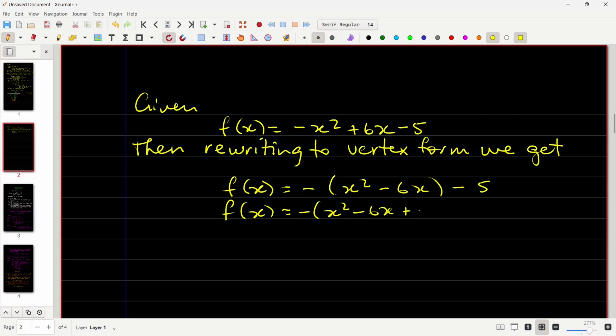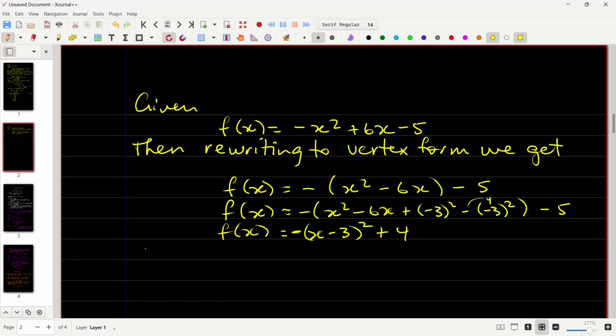And we're going to have plus negative 3 squared, and then minus negative 3 squared. And then we're going to close that bracket on minus 5. So then f of x would be equal to negative, open bracket, x minus 3, close bracket, squared. Then negative 3 squared is 9, and the negative sign out in front gives me negative 9. Negative 9 by negative 1 out in front here is going to give me a positive 9. So it's positive 9 minus 5, which is simply a positive 4.